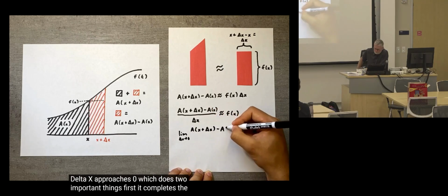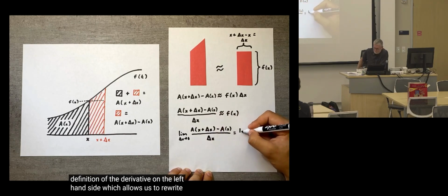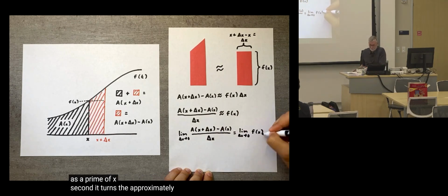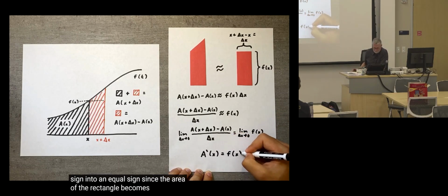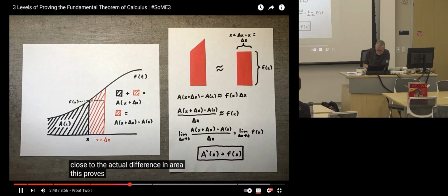First, it completes the definition of the derivative on the left-hand side, which allows us to rewrite it as A prime of x. Second, it turns the approximately equal sign into an equal sign, since the area of the rectangle becomes infinitely close to the actual difference in area. This proves the theorem.